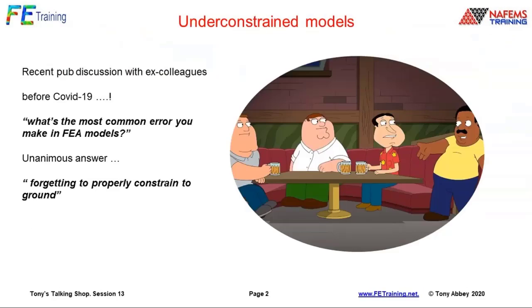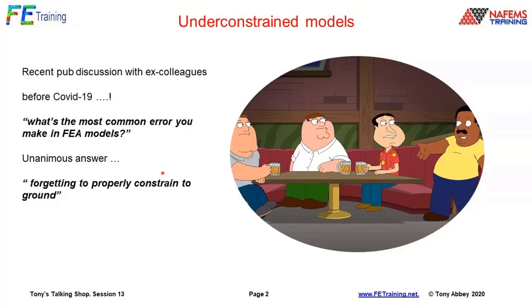A recent pub discussion with ex-colleagues, you recognize most of them here, and this was taken before the COVID outbreak, so we haven't done any social distancing. The conversation went something like, what's the most common error you make in FEA models? This often happens when I go to conferences and have a few beers with colleagues, and often the answer is just forgetting to properly constrain or to ground the model.